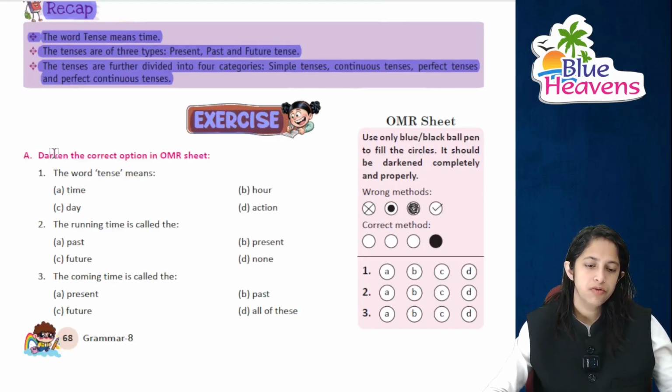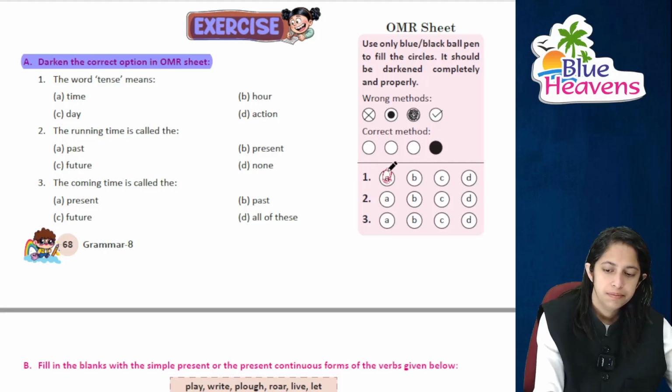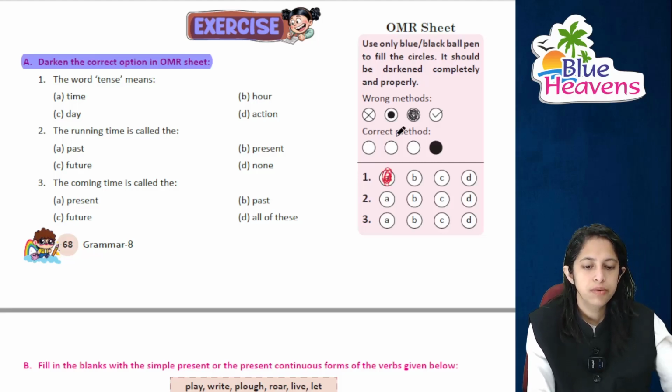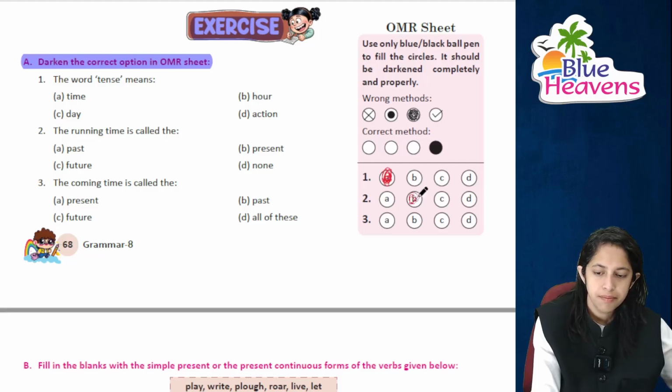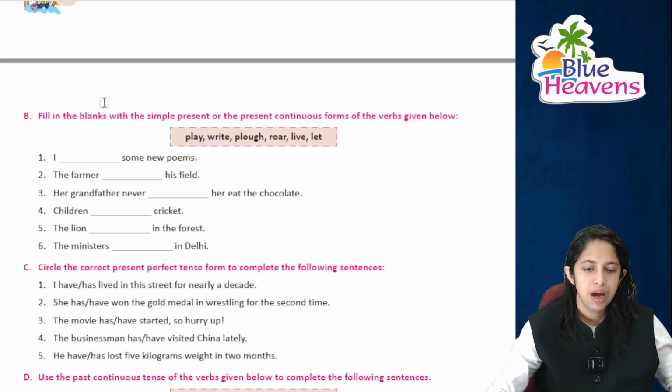Moving on to the exercise, first we'll be completing this OMR sheet, right? The word basically tells us the time, right? Next is running time, जो अभी चल रहा है, of course this is the present time, and the coming time, that will be the future time, right?